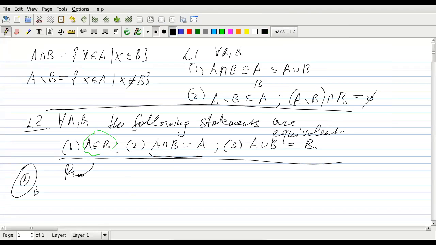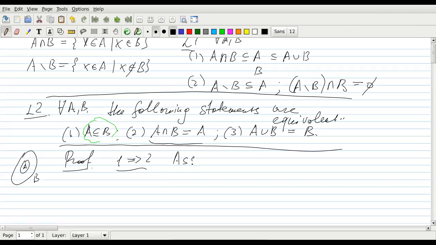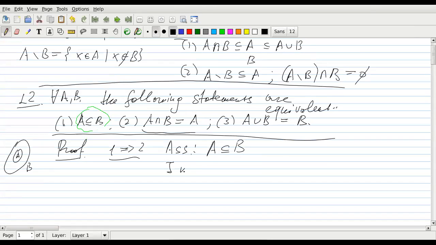Okay, a proof. If I want to prove that three statements are pairwise equivalent, it is enough to prove three implications: from 1 to 2, from 2 to 3, and from 3 to 1. Okay, let's do that. Assume that A is indeed a subset of B. I want to prove that the intersection equals A.